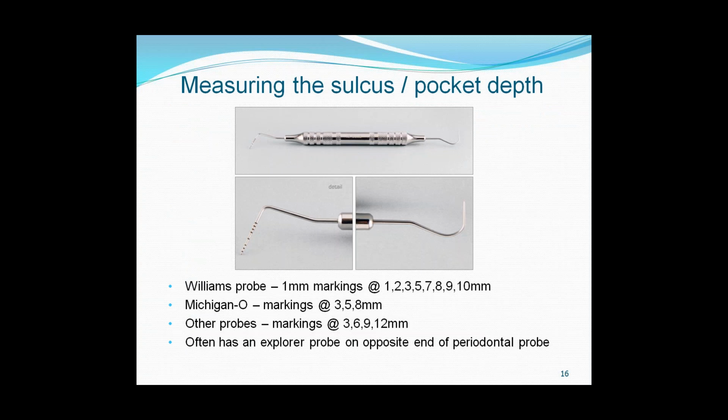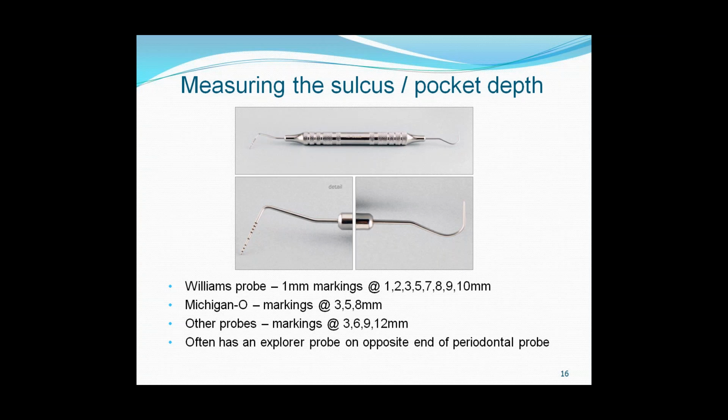In the Williams probe, it is 1, 2, 3. 4 is missing, and then there's a marking at 5. 6 is missing, and then 7, 8, 9, 10. So that's because when you have the probe subgingivally, you can look for the larger markings, like between 3 and 5 or 5 and 7, and immediately know how deep your measurement is. The other end of the probe is an explorer hook, which we'll talk about in another webinar.